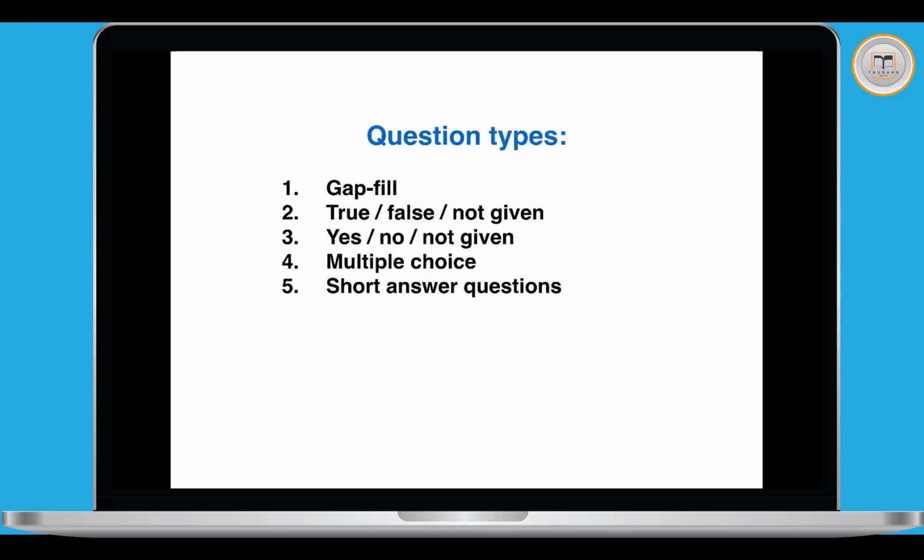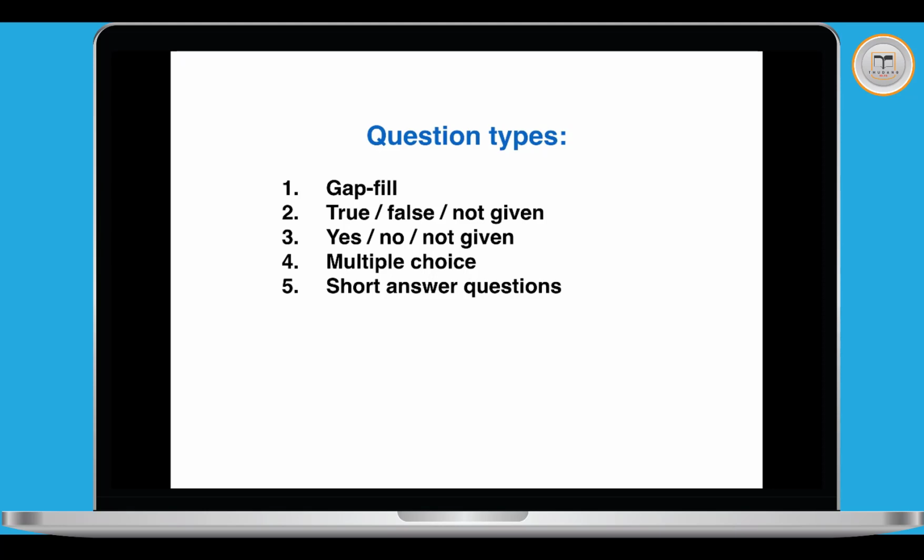The first group of 5: gap fill, true, false, not given, yes, no, not given, multiple choice and short answer questions. With those types, the keyword technique works very well. You can just take each question in order, use the keyword technique, find the answers. If you watch the lessons that I did about those types, you'll see that I just do it in that way. There's a few other bits of advice, but mainly it's normal keyword technique.